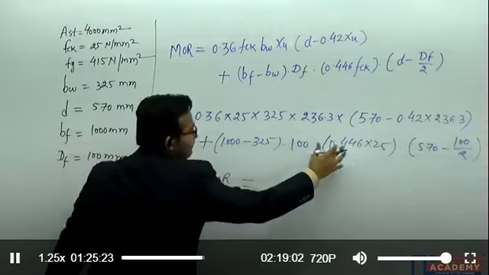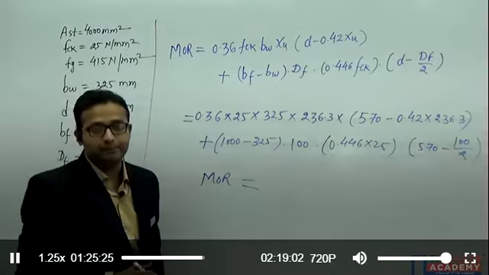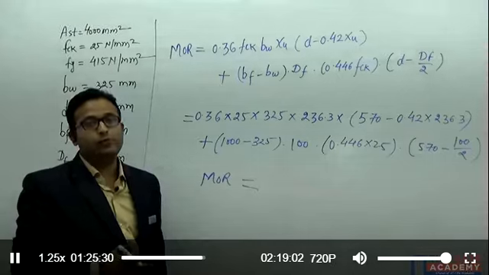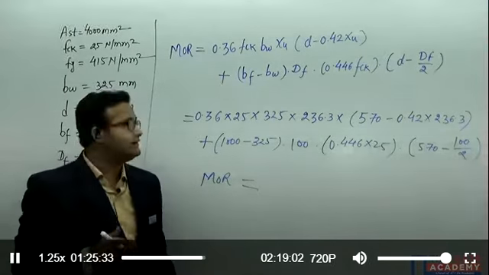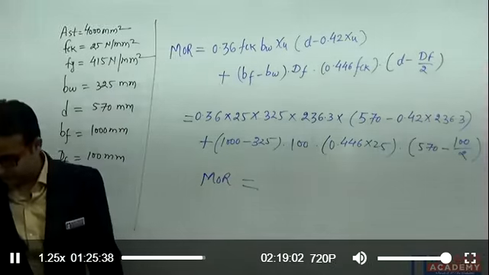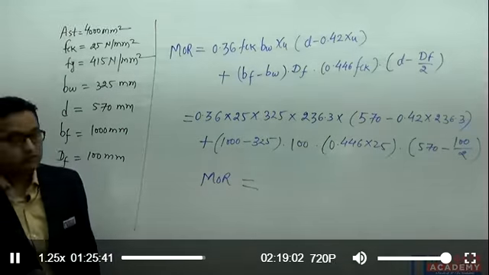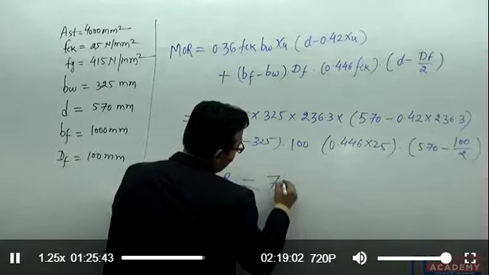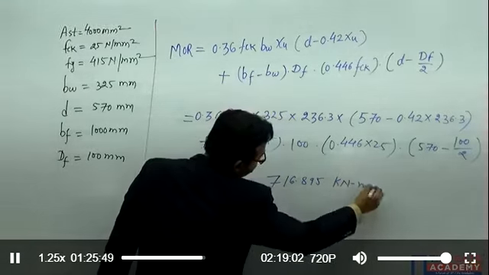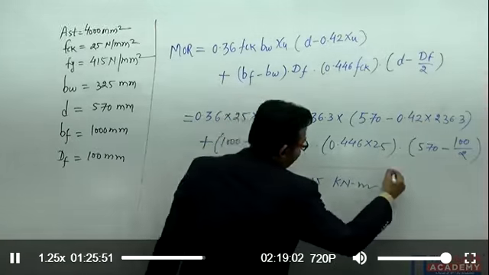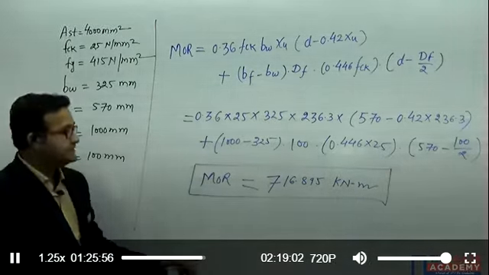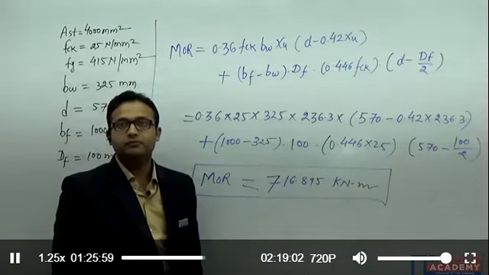See, these values will give the moment of resistance in Newton mm. If you want to convert it into kilonewton meter, I need to multiply by 10 to the power minus 6 to get my answer in kilonewton meter. So here I am getting the value 716.895 kilonewton meter. The total moment of resistance given by the section is 716.895.